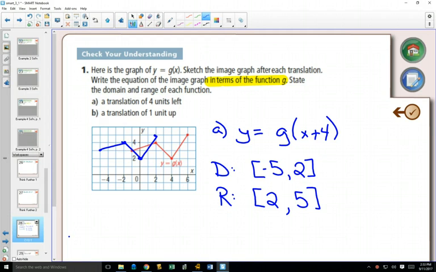Again, we're going to be graphing more than one thing here, so now I'm going to change colors so that when we're looking at this later, we can see the difference. So for part B, I'll do it in green. And now we're moving things 1 up. So I'll take each of those key points again and move them 1 up. And now in terms of the function g, will that be inside or outside of the function? Outside of the function, so there's my function, and then outside of it, I'll show a +1.